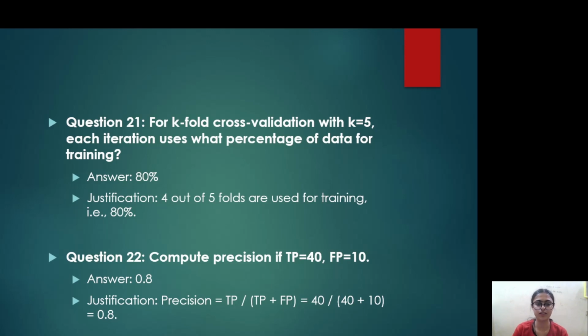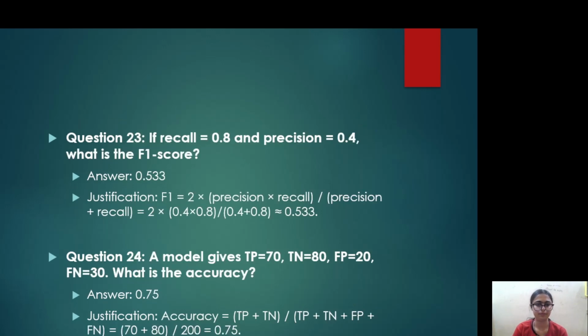So the next question is, compute precision if TP equal to 40 and FP equal to 10. So here TP stands for true positive and FP stands for false positive. So true positive is equal to 40 and false positive equals 10. So precision tells us out of all the positive predictions made by the model, how many were actually correct. So the formula for precision is TP upon TP plus FP. So after calculation, we'll get 0.8.